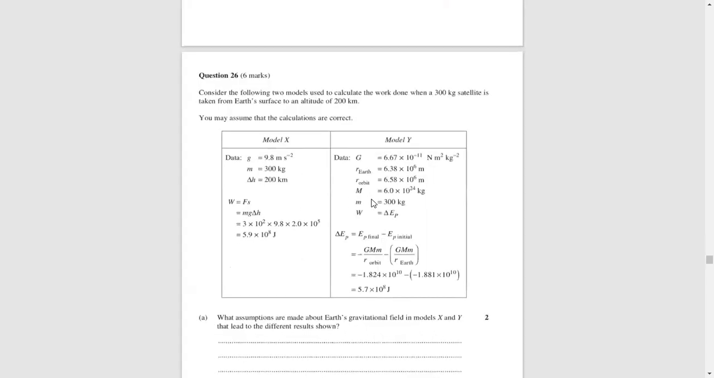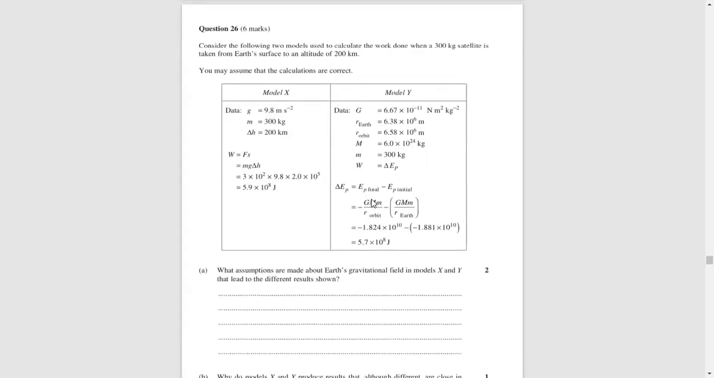So consider the following two models used to calculate work done when a 300 kilogram satellite is taken from the Earth's surface to an altitude of 200 kilometers. You may assume the calculations are correct. What assumptions are made about the Earth's gravitational field in models X and Y that lead to the different results shown? So here, you'll note that the work they use is Fs, which is mgh. So very simplistically, they've assumed that the Earth's gravitational field in X is constant. In other words, g is constant.